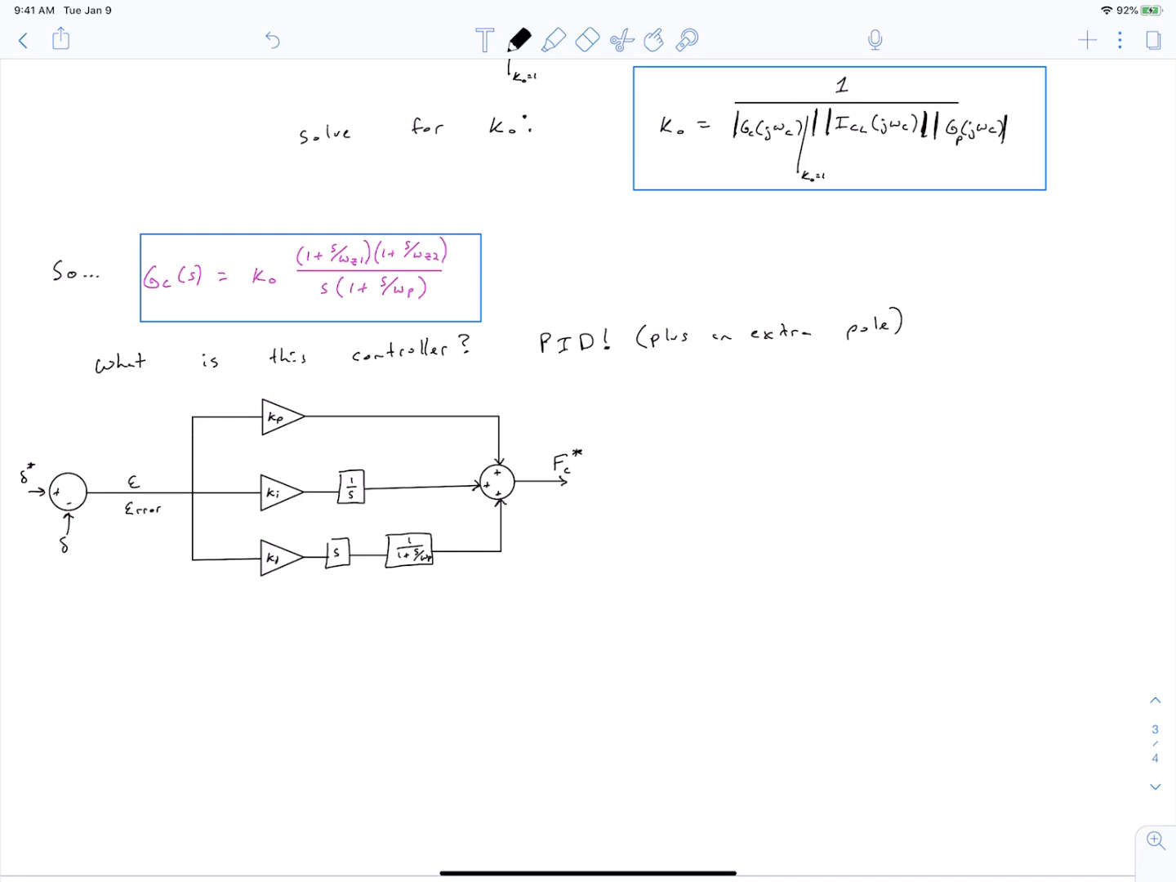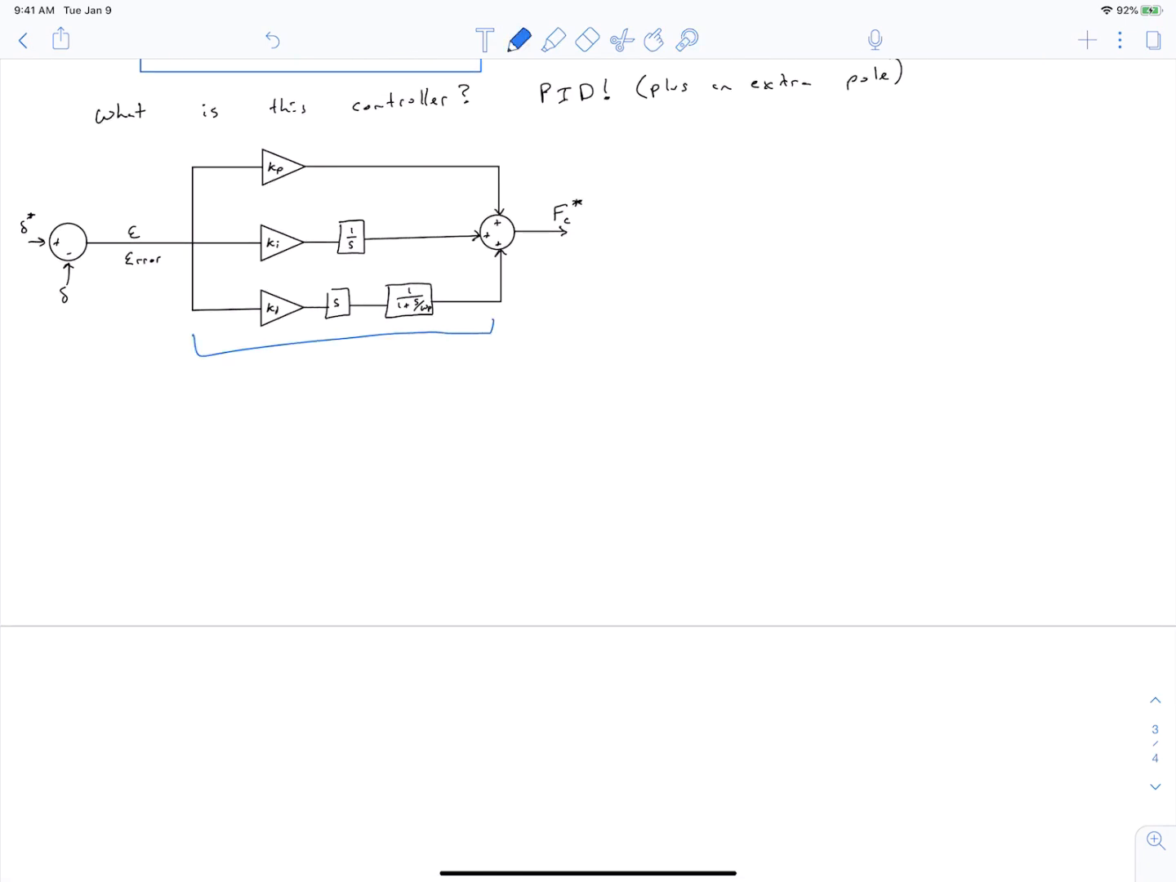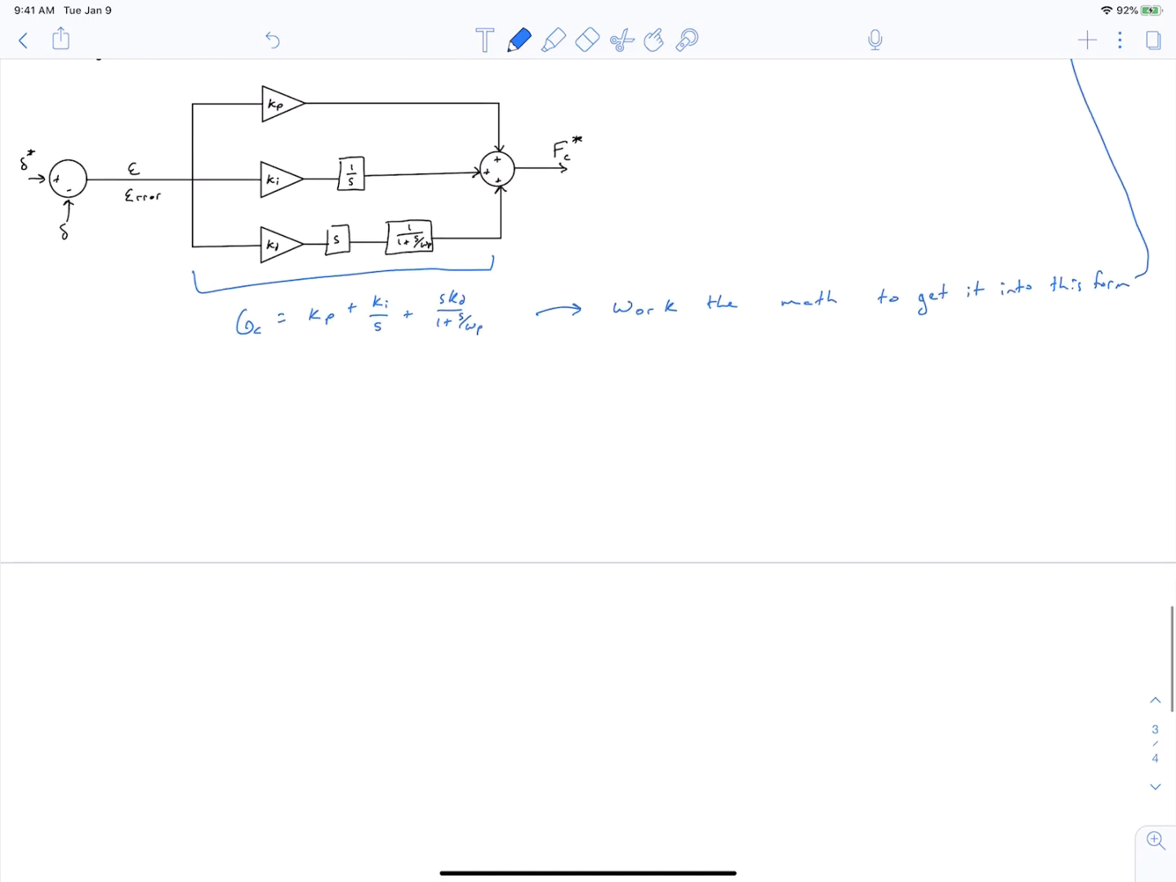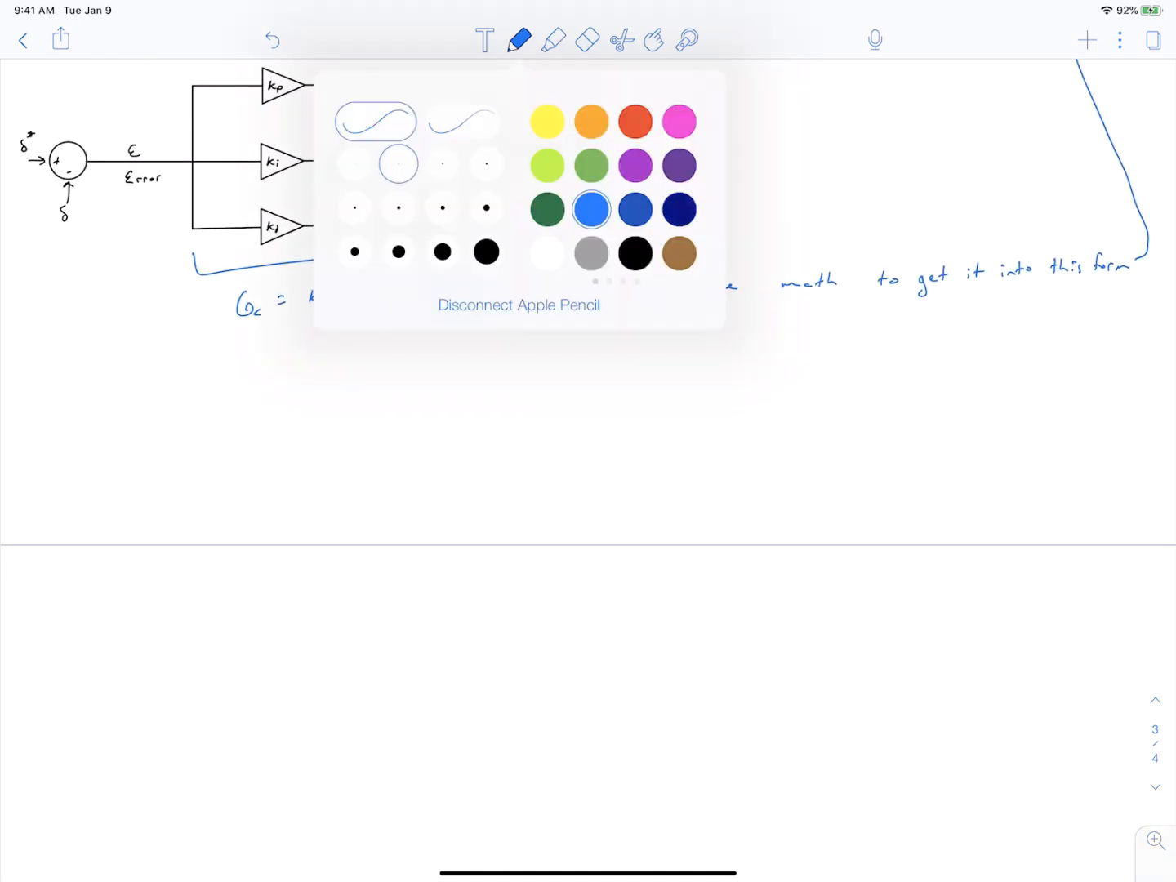Okay, so that's great, but it doesn't actually tell us how to get Kp, Ki, Kd from this expression, so we need to do more work. The transfer function of this set of blocks right here, you can pretty easily write it out as this. And if you do the math on it, you can equate these gains, Kp, Ki, Kd, to our poles and zeros and K0 value. So if you do that math, you get these results. I'm just going to give you the results.